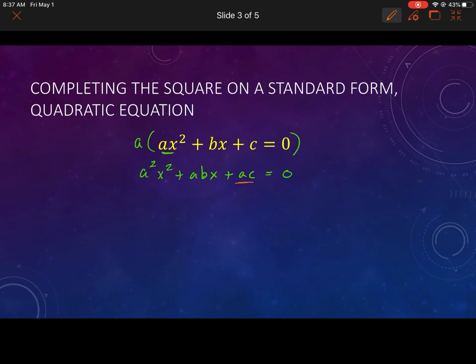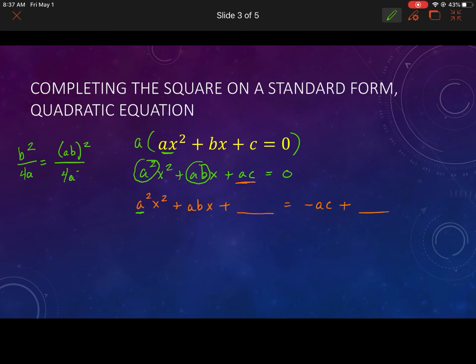So we're going to take this AC as our constant and move it to the right. So a squared x squared plus abx plus something that's going to complete the square equals negative AC plus, again, whatever that value is. So we're going to assume that a squared is not a 1. So we're still going to use b squared over 4a. But now our b is ab. So we're actually going to have ab squared divided by, and my a value is now a squared, so 4 times a squared.